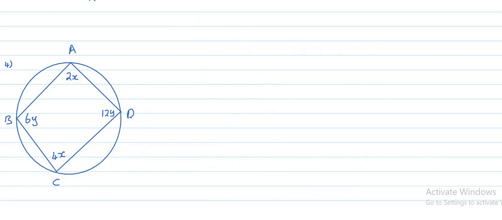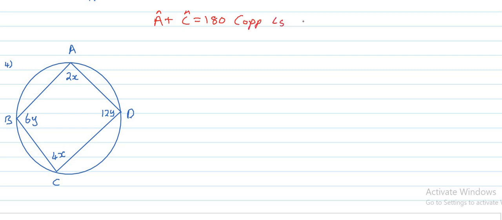Question number 4. We are given a circle with points A, B, C, D on the circumference. Then we are required to calculate the value of x and y. So since those points lie on the circumference, ABCD is a cyclic quad, where we can say angle A plus angle C equals 180 degrees, reason being opposite angles of a cyclic quad.